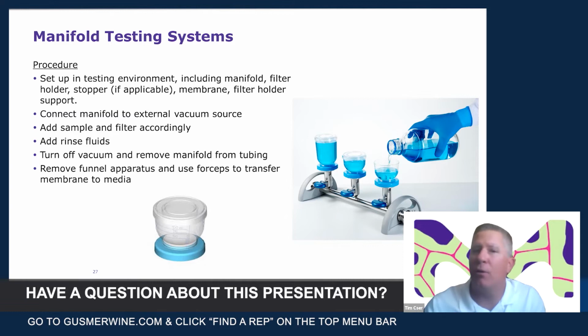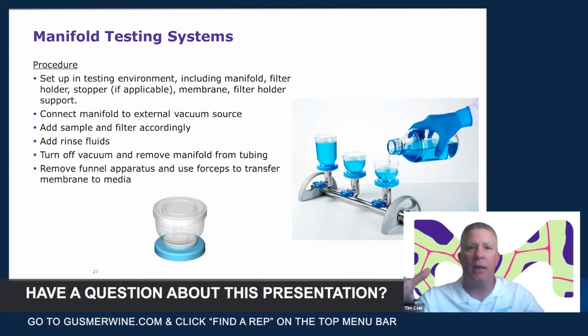And this manifold can be used with any of your systems. It can be used with rubber stoppers. It can be used with other types of filtration devices, but we obviously have our own filtration devices. So this gets set up in a hood, usually, where there's a vacuum source. There's other ways of doing that vacuum source. We have a pump that you can use.